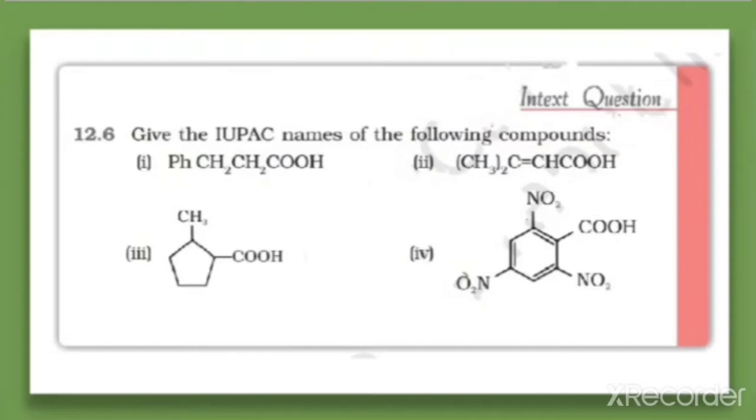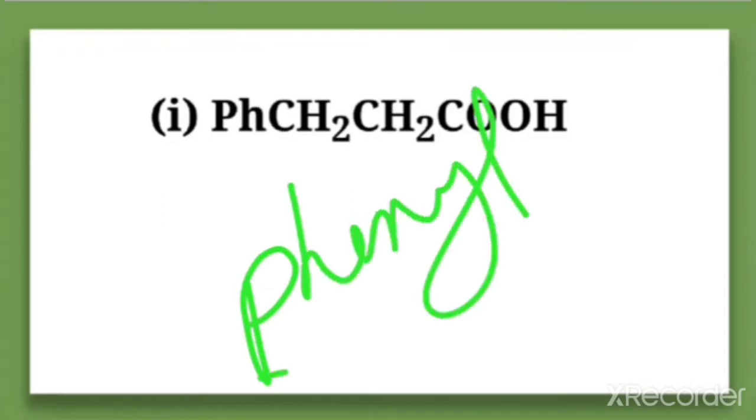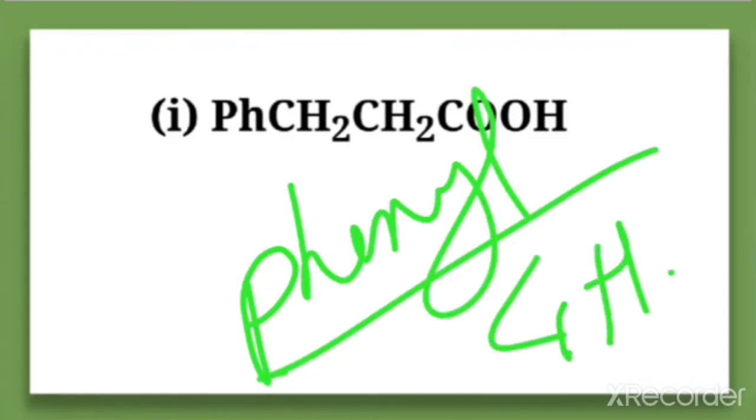So we have to try this example. First example, that is PhCH2CH2COOH. We have to name this one. What is Ph? That is the phenyl group. In short, we are writing it as Ph. Phenyl is nothing but the C6H5 group.